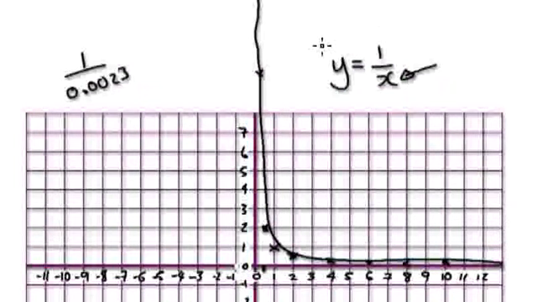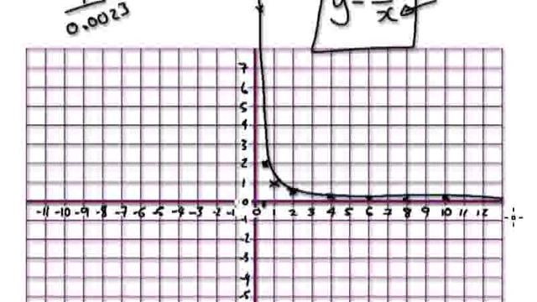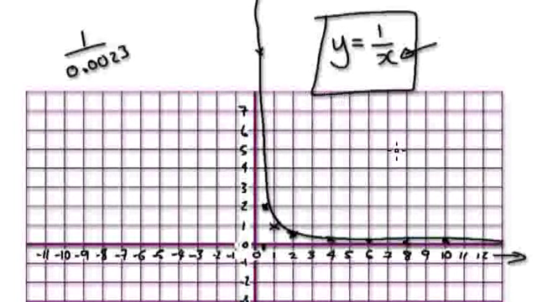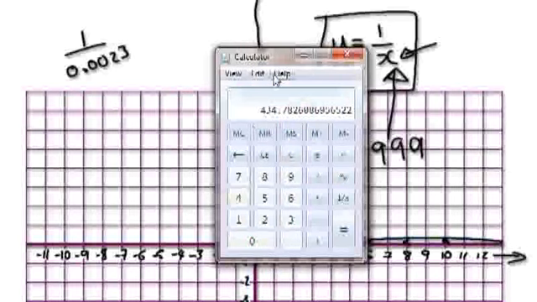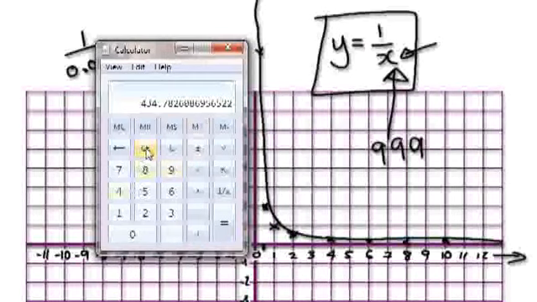Now, if you look at this here, we are trying to draw this graph. If x goes all the way to the right here, that means if you put a really big number into here, let's say x goes all the way up to 999. So let's get a calculator out. 1 divided by 999 equals, you see, a positive number, but a really small positive number.